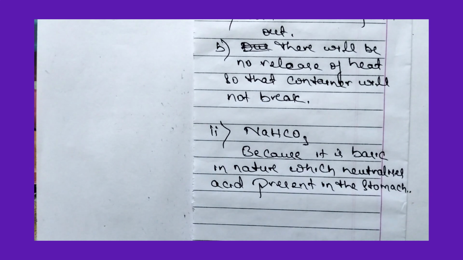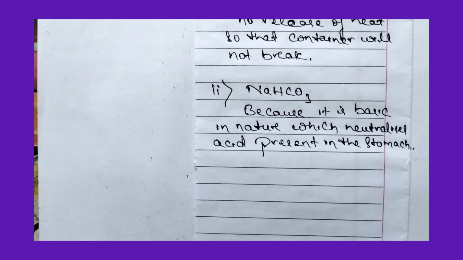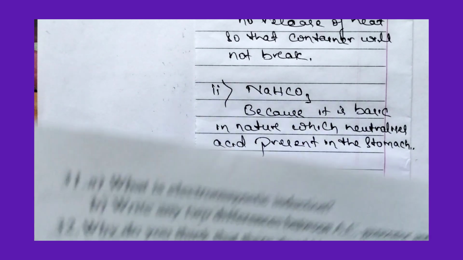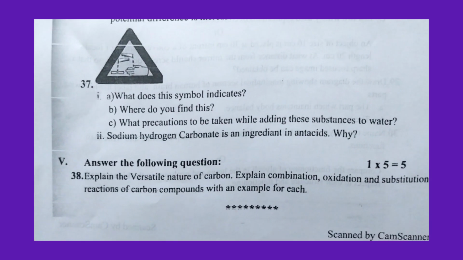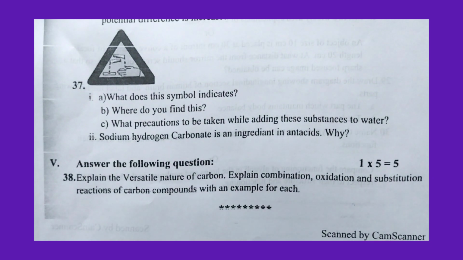So this is the answer for this question. So now let us move to the last question of this paper, that is science model paper number 9. The last question is, explain the versatile nature of carbon, explain combination, oxidation and substitution reaction of carbon compound with an example for each. So now this is the 5 marks question. Now let us explain this.